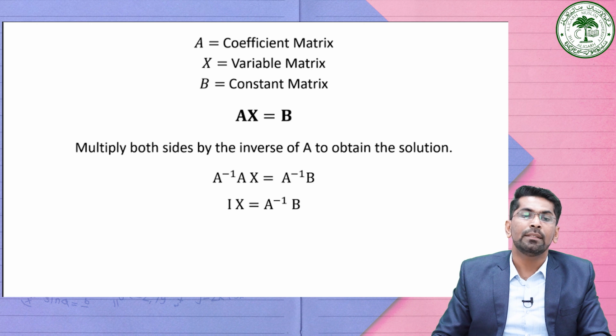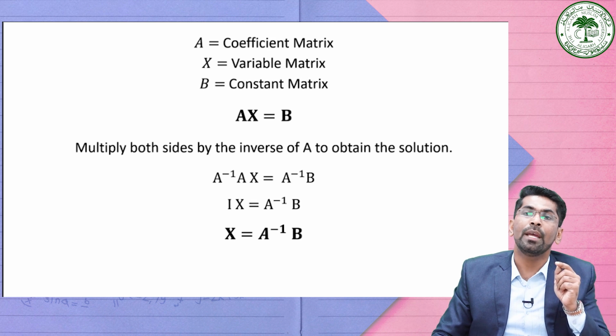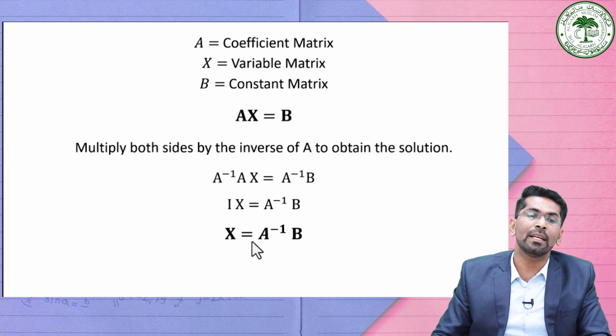If we multiply the identity matrix with the variable matrix, it produces the same thing, unchanged. Because if we multiply any matrix by an identity matrix of appropriate size, it leaves the matrix unaltered. So we can simply write that the product of the identity matrix with the variable matrix produces the variable matrix itself. So X is equal to the inverse of matrix A into B, that is the constant matrix.